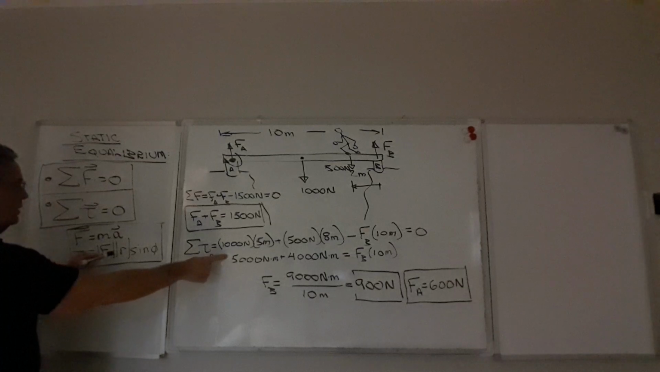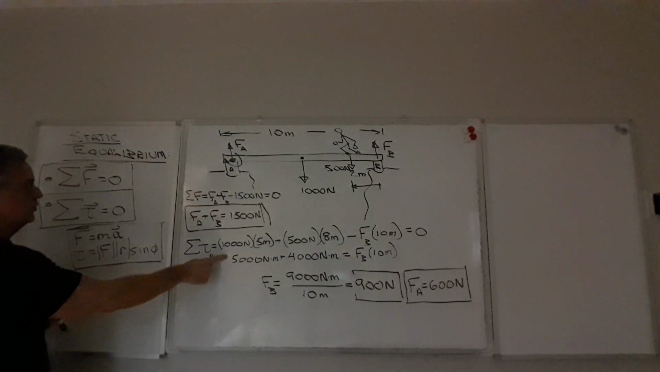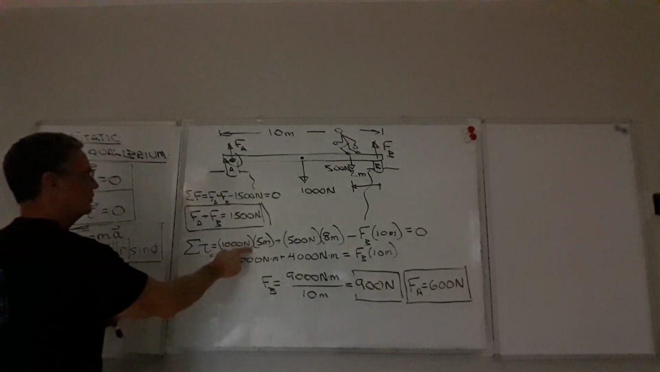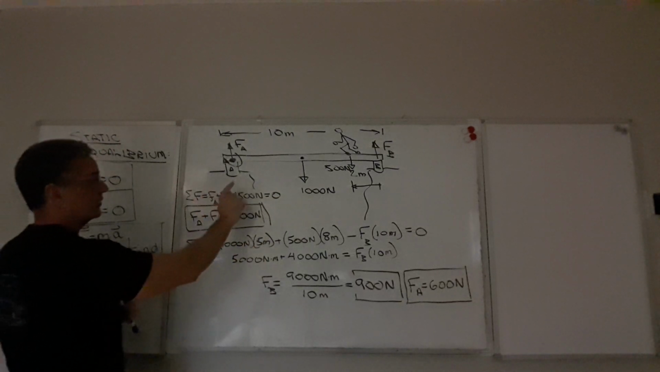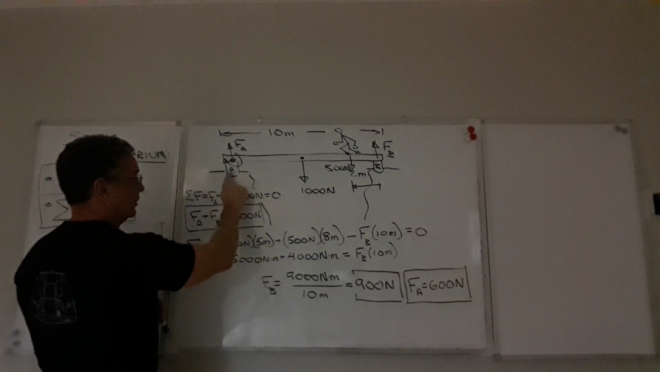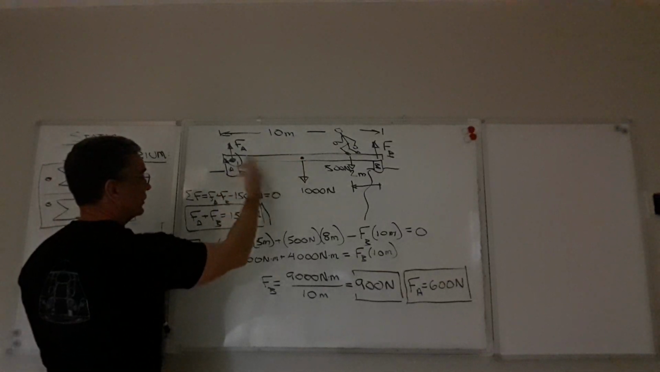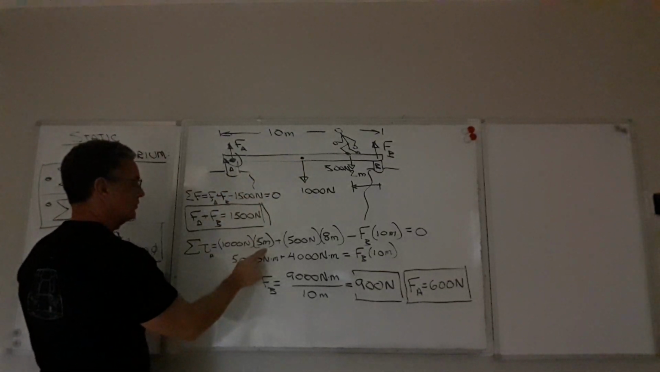Remember, it's force times distance times the sine of the angle between those two vectors. So it's 1,000 newtons, the weight of the bridge. Then the distance that that force acts from the center of rotation, which is A, is half the length of the bridge, so that would be 5 meters.